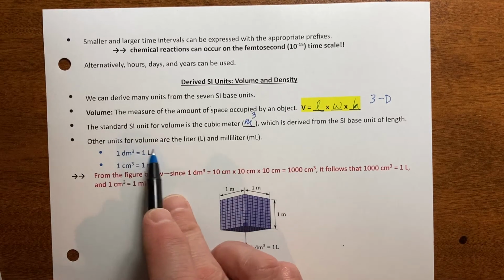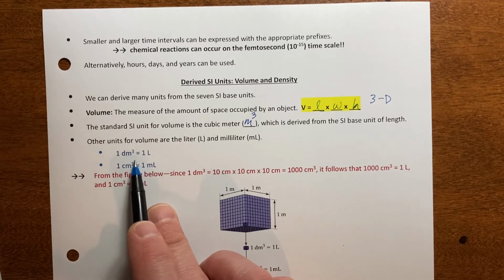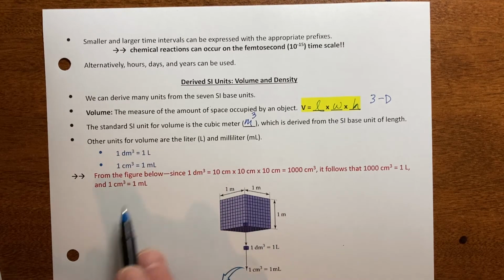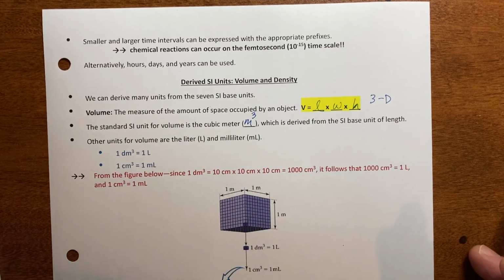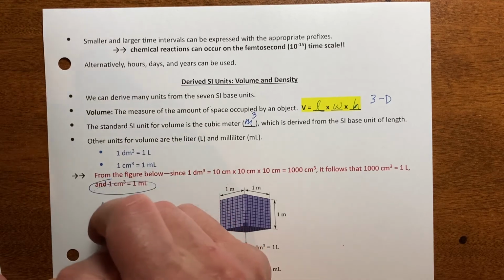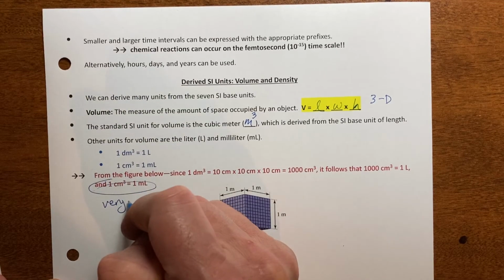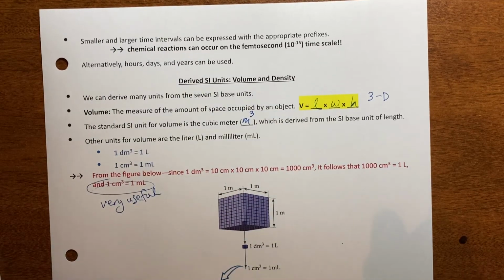Other useful units for volume are the liter and the milliliter. So a liter is defined as a cubic decimeter, and a milliliter is exactly equal to a cubic centimeter. To help you understand where that comes from, this is going to be incredibly useful to you, actually: the fact that 1 cubic centimeter is equal to 1 milliliter.